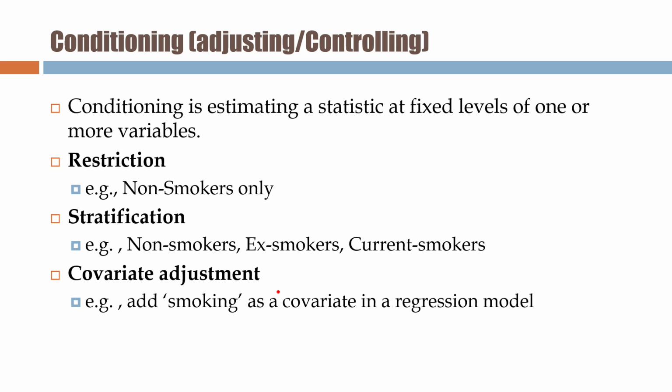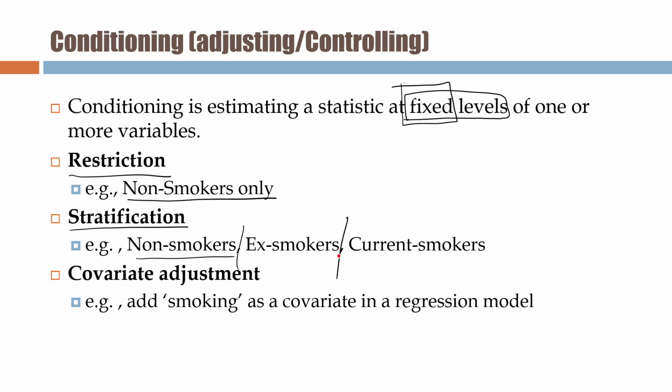So let's look at the example here. Conditioning means estimating the statistics at a fixed level. Fixed is an important word here. Sometimes conditioning means a restriction, like I'm only looking at the non-smokers. Stratification is creating classes, or you can use covariate adjustment. But right now you can just think of this as simply restriction.